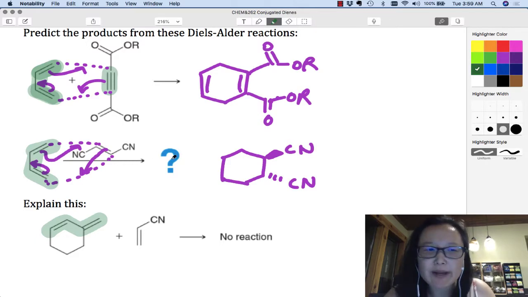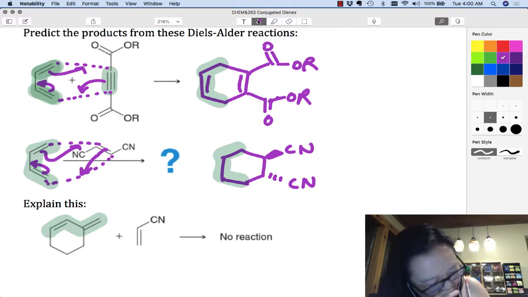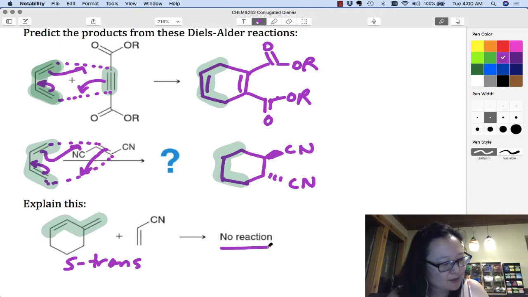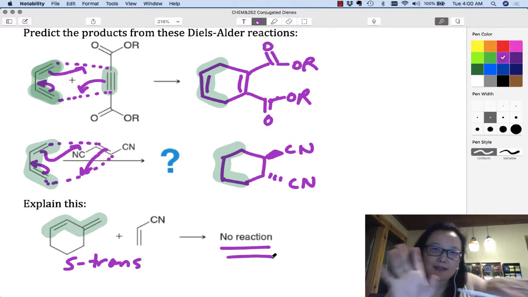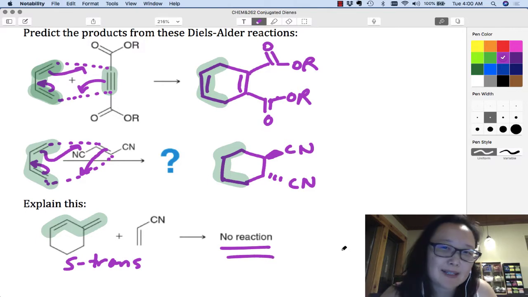The reason why we want S-cis is because it's all ready to go to make a 6-membered ring. But here, we don't have that configuration. So because this is S-trans, it's in the wrong configuration to make a 6-membered ring. So it's too slow to form. It's just out. It's twisted out. You can't bring them back together to make a 6-membered ring.